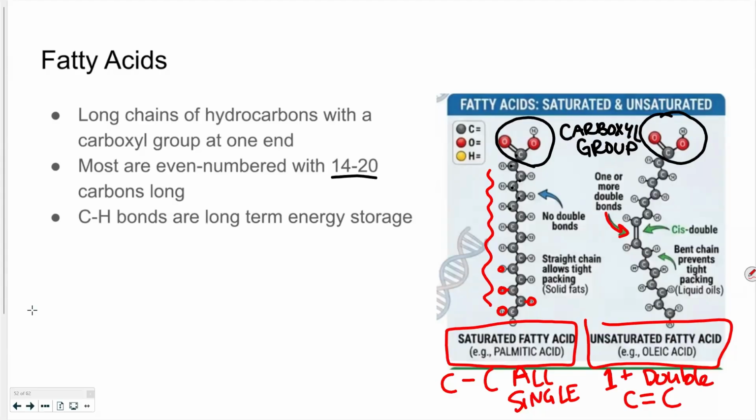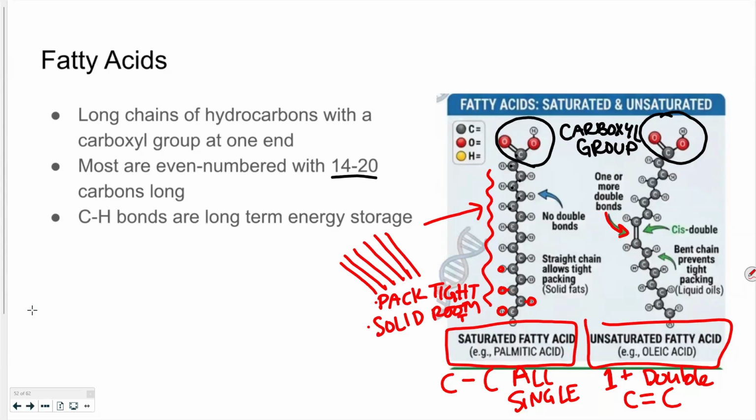Our saturated fatty acids, when we have a whole bunch of them, because they have this pretty linear structure, are going to pack together nicely. They're going to pack tightly. That means that they are going to be solid at room temperature, because there's not a lot of space in between those individual molecules. So we tend to think of these colloquially as fats. So these are going to be your butter, your margarine, those kinds of things.